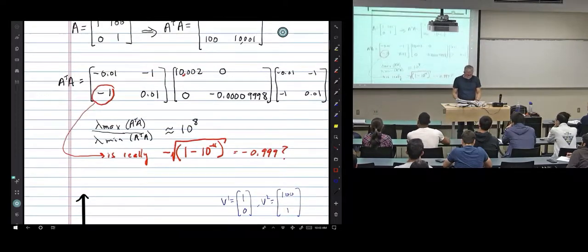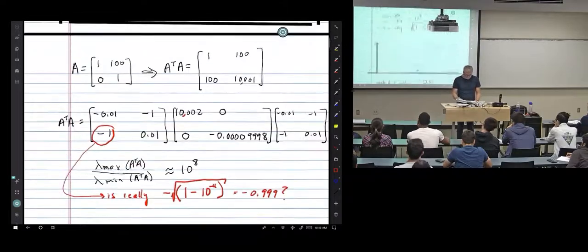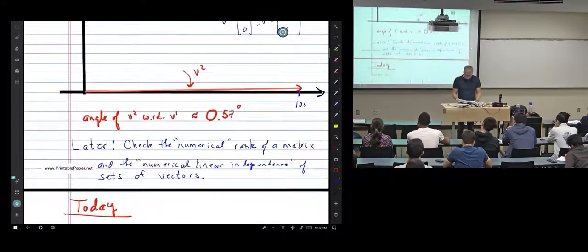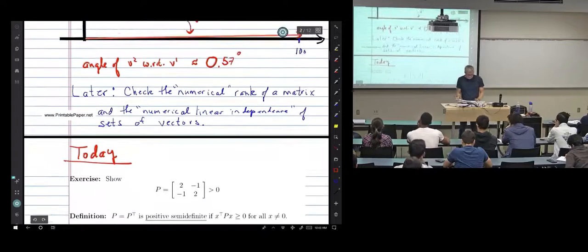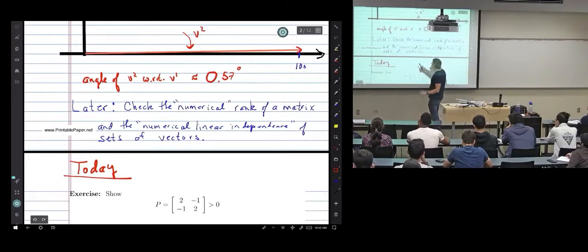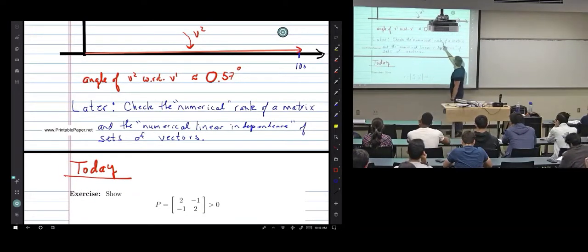Yeah, okay. Wish I'd have done a better job on Tuesday, but there. Okay, so we'll use this for checking a little bit later in the term the numerical rank of a matrix and numerical linear independence of sets of vectors. And that'll be called the singular value decomposition.